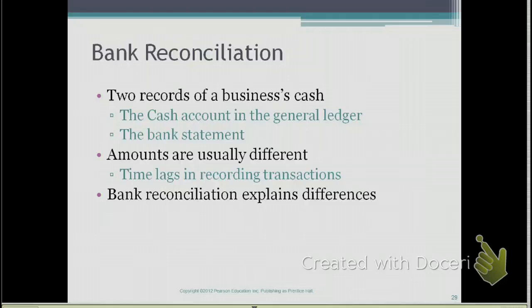All a bank reconciliation is, is a statement that explains the differences between the cash in your general ledger and the cash that you have in your bank account. I need everybody to be very clear that a bank reconciliation is just a schedule prepared to explain the differences between your cash account and your bank statement. It's not a T account, it's not a general ledger account, it's just a schedule we prepare to reconcile, which means explain the differences between your cash account and your bank statement.